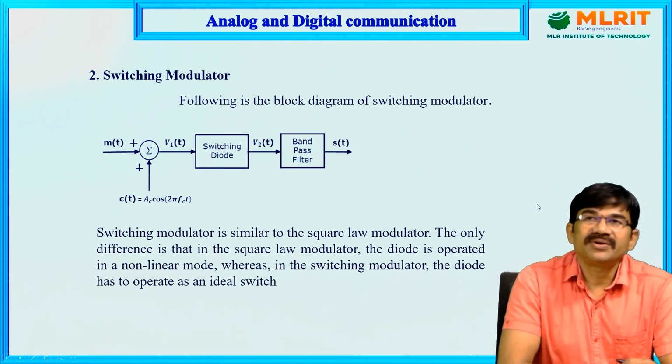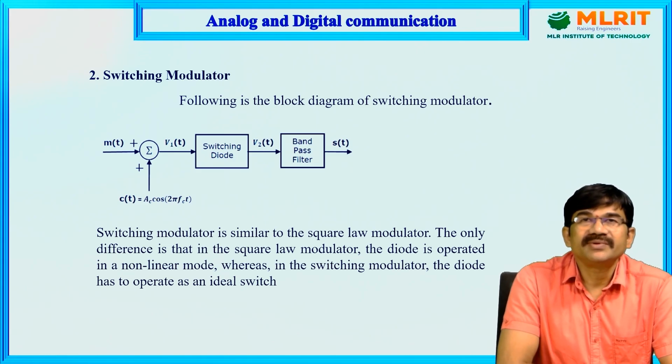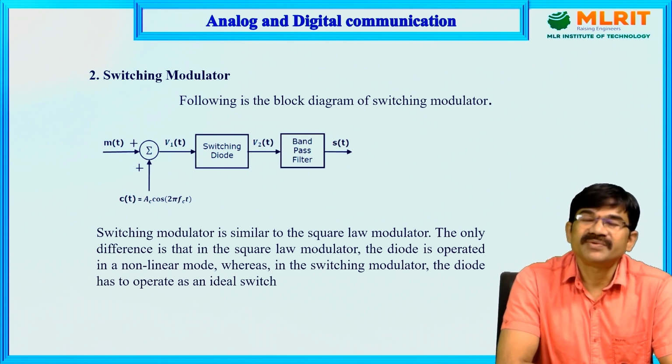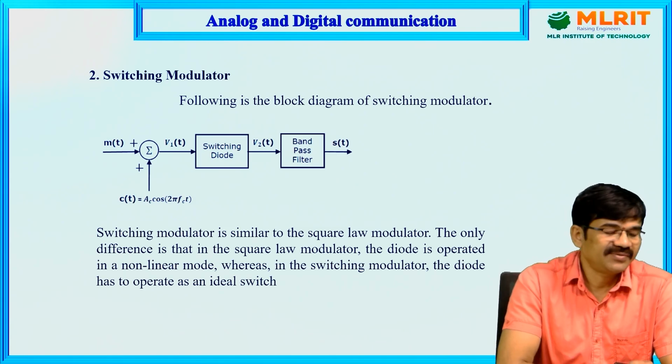The next modulator is the switching modulator. So here also the nonlinear device we are using. There the nonlinear characteristics of the diode we are using. Here the diode we are using as a switching element. Okay, how the switching operation can be performed by using the diode, here we can explain about that part.